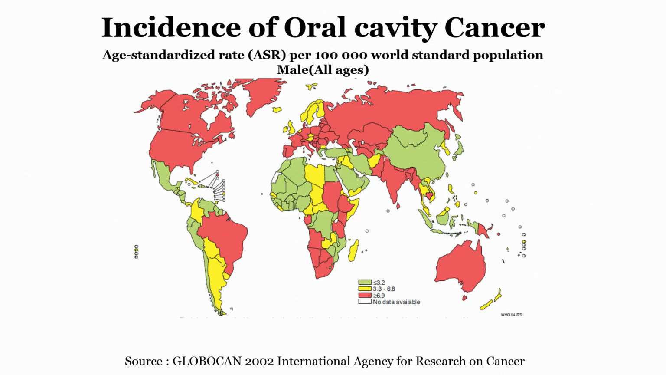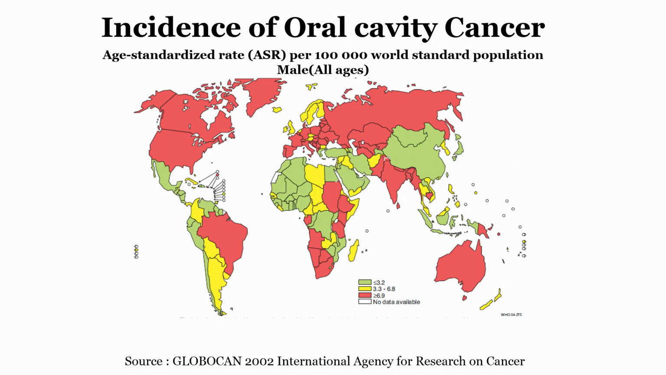Now, if you go further, the incidence of oral cavity cancer, age standardized rate per 100,000 world standard population, for males of all ages, shows that less than 3, greater than 6.9 is where we fall. Same thing goes for China, less than 3.2, no data available is different, but in most of the countries, you can see oral cavity cancer is extremely prevalent, extremely important, and a lot of cases are there.